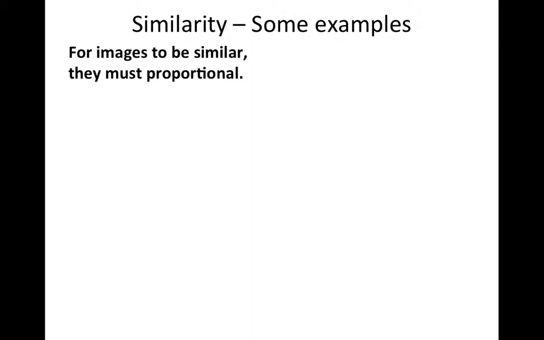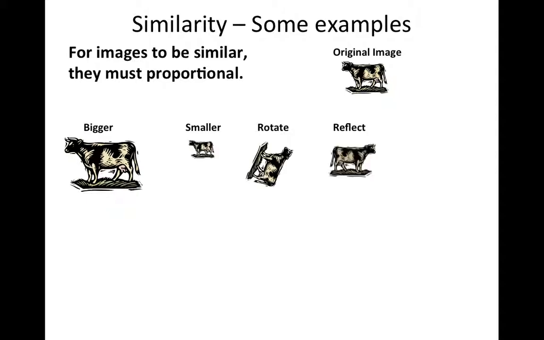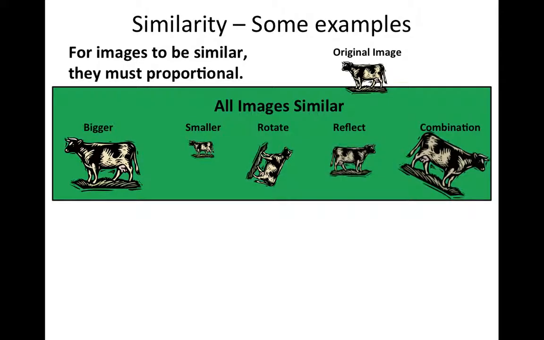Let's start with an image. For the image, I chose a cow. For images to be similar, they must be proportional. So there's my image. It's made bigger, but it's still proportionally the same. Here it's made smaller. Here I've rotated it around. Here I've reflected it. Here I've done a combination of rotation, reflection, and making it bigger. But these are all similar images.